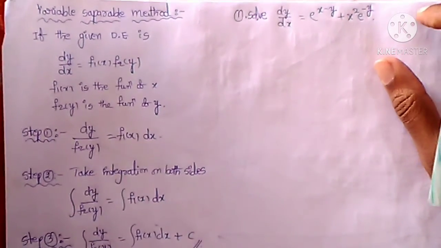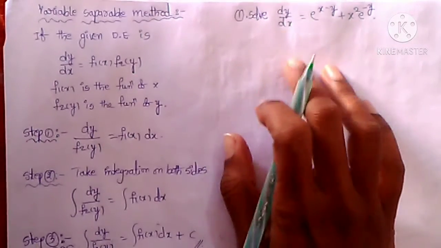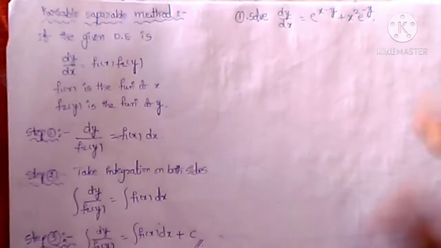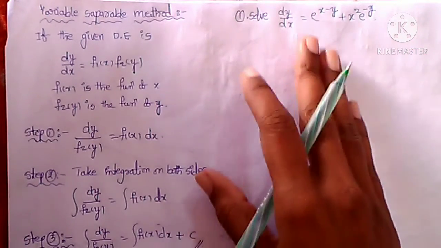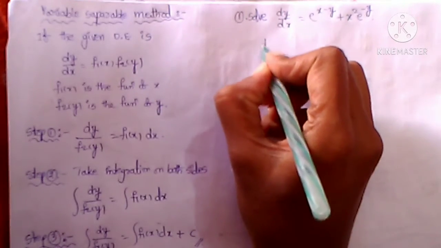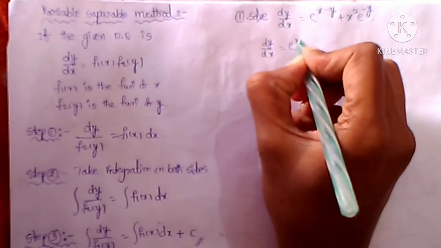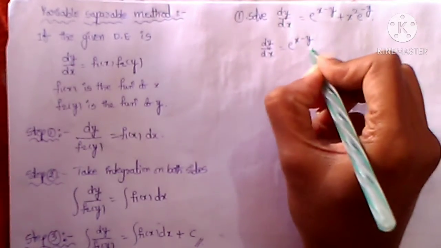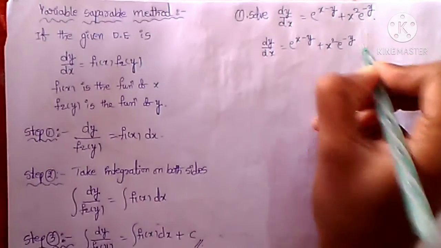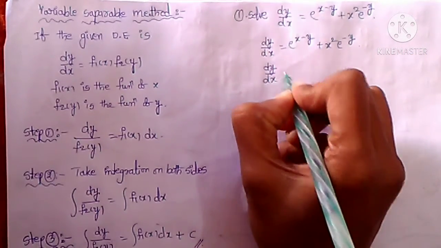This is the given differential equation. By using variable separable method, you have to solve this given differential equation. What is the first step? In the first step, you have to separate the x terms into one side and y terms into another side. First, write down the given differential equation as it is. dy by dx is equals to e power x minus y plus x square e power minus y. By simplifying this differential equation, you get some value.